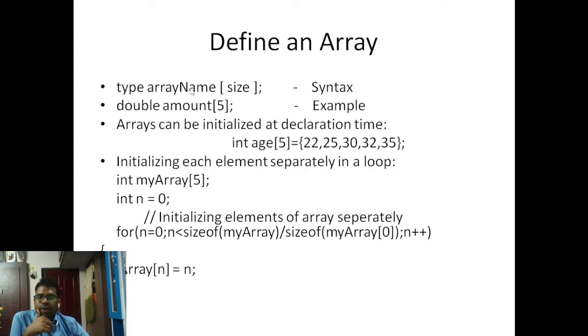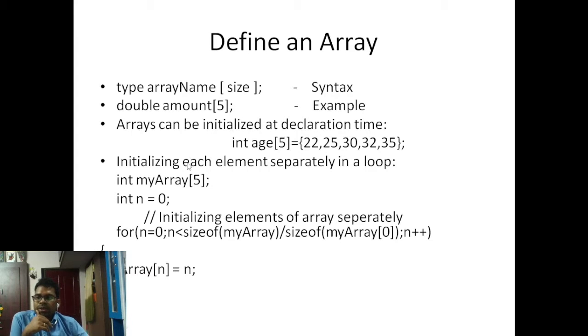This is how to define an array. This is the definition: data type, here for example double, array name is amount, and the size of the array is 5. Arrays can be initialized at declaration time. int age[5] equals, we are giving some values inside the array. So age[5] has indices 0, 1, 2, 3, 4. It holds 5 values from 0 to 4 with the same data type, integer here.